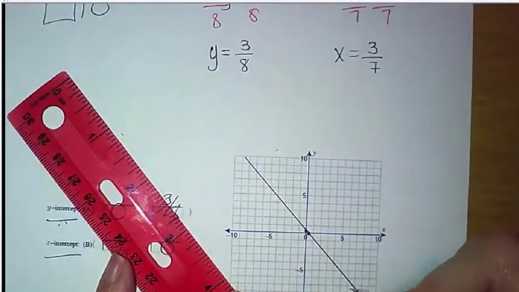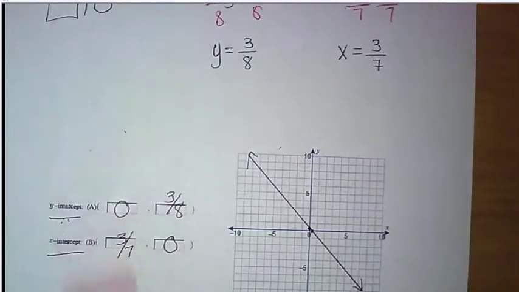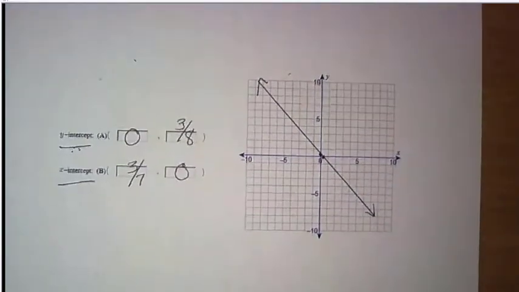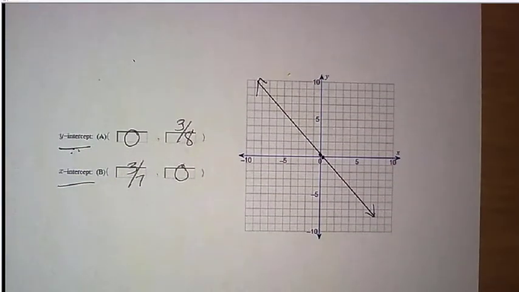And there is our line. Now when you're doing your homework on the system, it will graph those points automatically for you, so don't worry too much about the fractions. Just know how to solve those x and y intercepts.